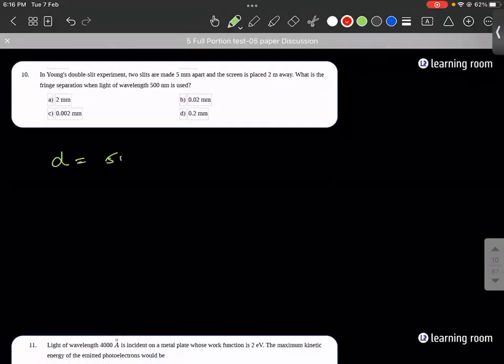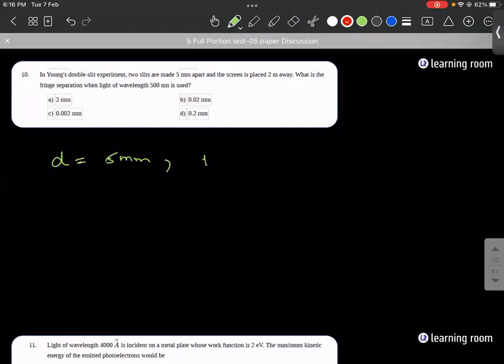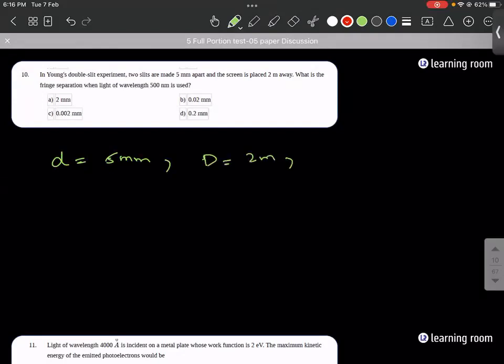In Young's double slit experiment, 2 slits are made 5 millimeter apart. D is equal to 5 millimeter. And the screen is placed 2 meter apart. What is the fringe separation if light of wavelength 500 nanometer is used? Lambda is 500 into 10 power minus 9. What will be the answer, guys? Beta is equal to lambda into capital D divided by small d. How much is it?